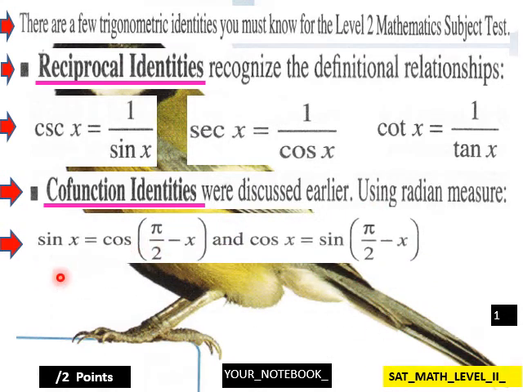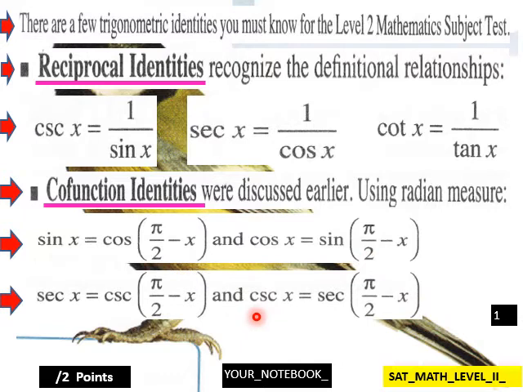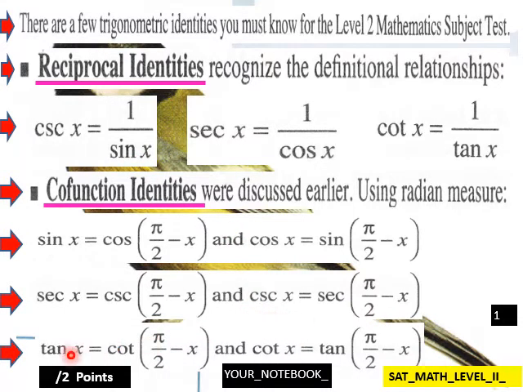Using radian measure, sine x equals cosine of pi over 2 minus x, and cosine x equals the sine of pi over 2 minus x. Secant x equals the cosecant of pi over 2 minus x, and cosecant x equals the secant of pi over 2 minus x. These are all cofunction identities. And then tan x equals cotan of pi over 2 minus x, and cotan x equals tan of pi over 2 minus x.